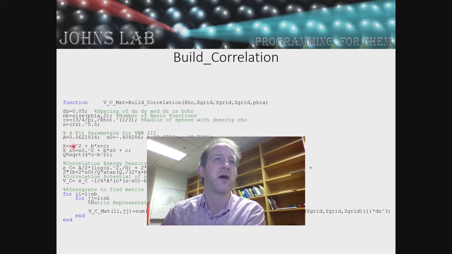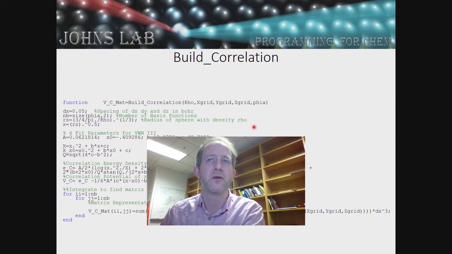Capital X is this polynomial x squared plus bx plus c. X underscore x naught is X evaluated at x naught, which is one of our fitted parameters. Q is just the square root of 4c minus b squared. The correlation energy has this long form. It goes all the way across here and down to here. The correlation potential is the correlation energy density minus 1/6 of this function of the same polynomials. Remember, that's the density times the derivative of the correlation energy with respect to the density.